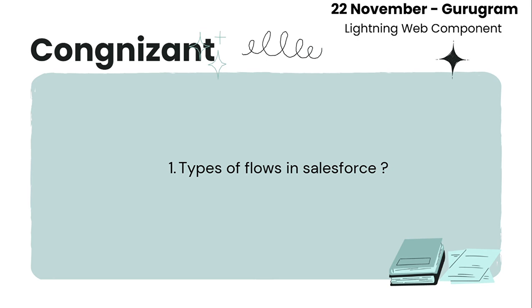So the first question was the types of flows in Salesforce. Basically, when you create a flow in Salesforce, you get options like screen flow, record-triggered flow, autolaunched flow, and so on. They basically ask what all the types of flow available in Salesforce are. So that was the first question.